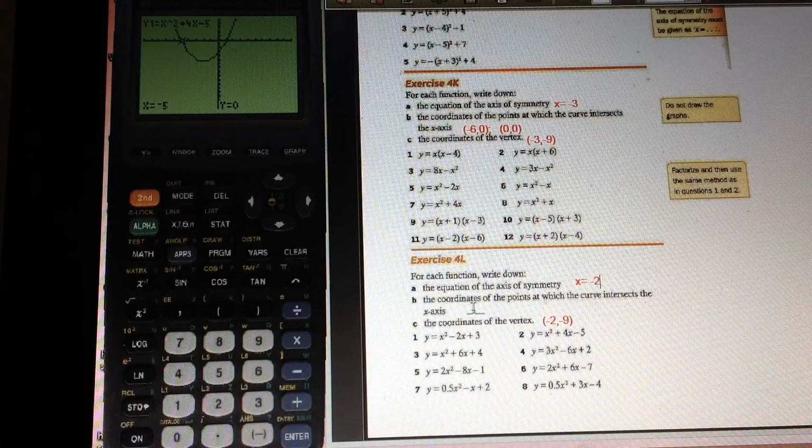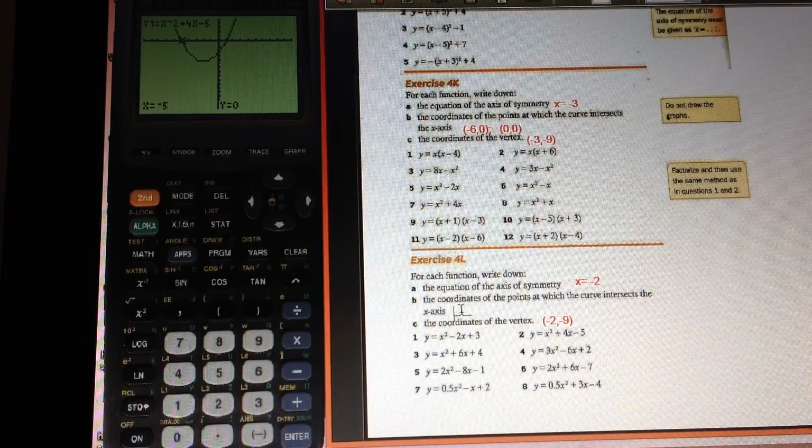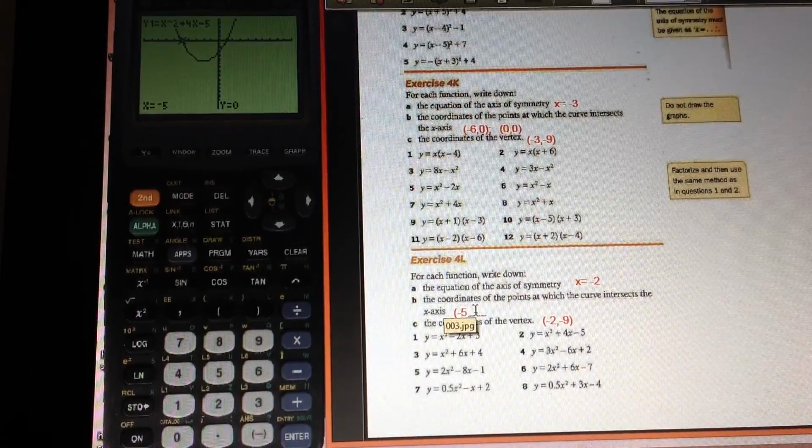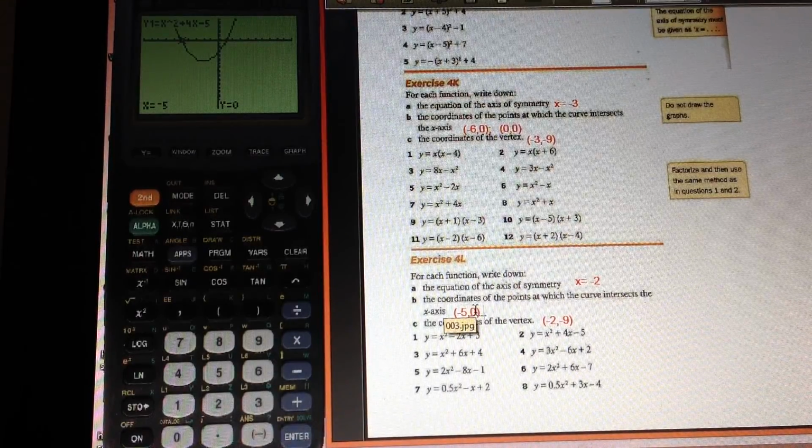So therefore, we can answer the question right here. The 2 points at our x-intercept will be -5, where y is equal to 0. And the other point you see, when x is 1, you get 0 too.